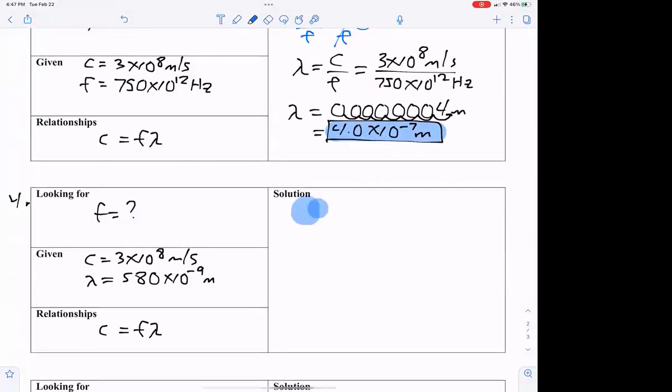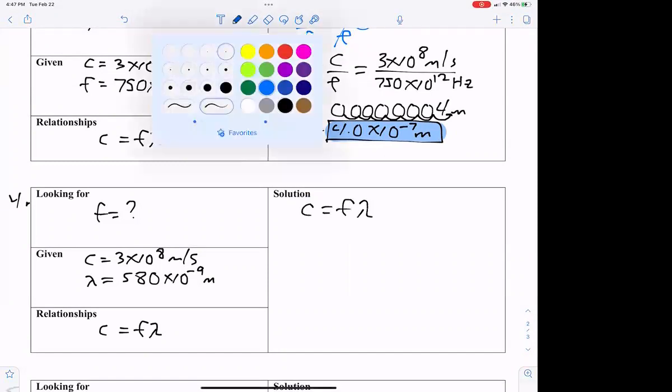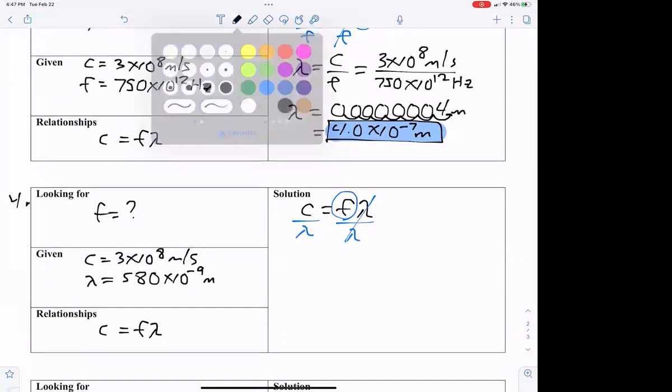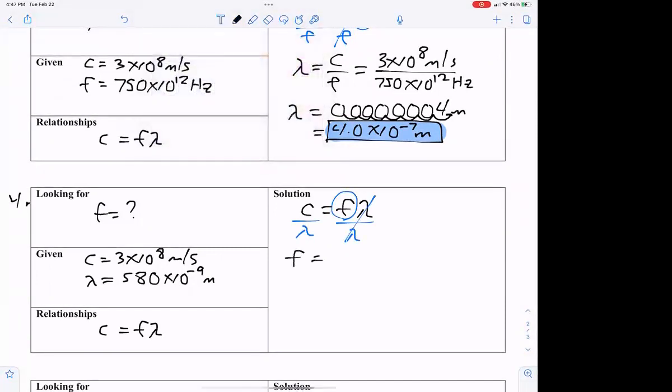Number 5, we're going to take that equation, C is equal to F lambda. This time we're solving for F. We can achieve that by dividing away the lambda, dividing away the wavelength. So frequency is equal to the speed of light divided by the wavelength. We're going to go 3 times 10 to the 8 meters per second over 580 times 10 to the negative 9 meters.